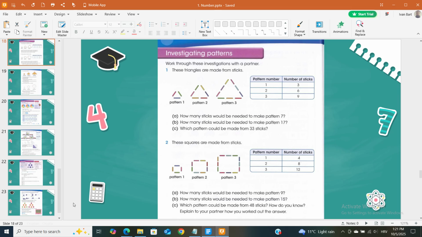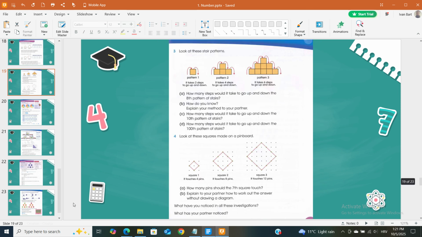How many steps would it take to go up and down the 8th pattern of stairs? (B) How do you know? Explain your method to your partner. (C) How many steps would it take to go up and down the 10th pattern of stairs? (D) How many steps would it take to go up and down the 100th pattern of stairs?